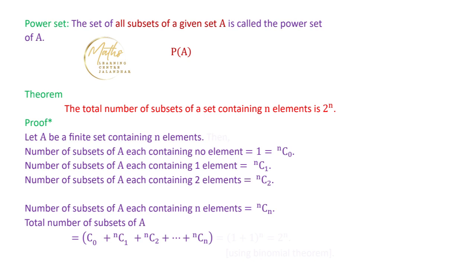And we know from the binomial theorem that this is the expansion for (1 + 1) raised to the power n. So the answer we obtain is 2 raised to the power n. So we are saying that the total number of subsets of a set containing n elements is 2 raised to the power n.